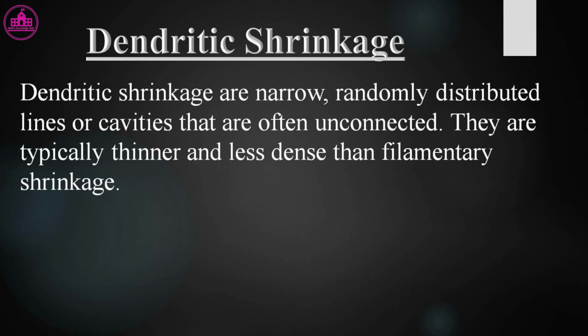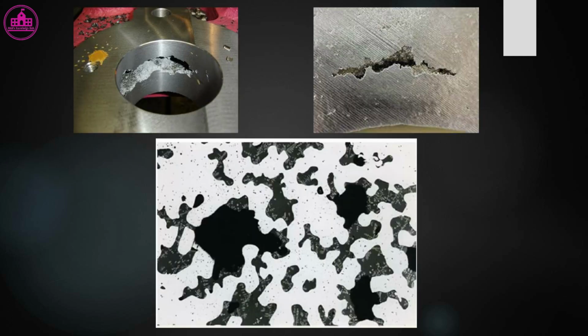Dendritic shrinkage. Dendritic shrinkage are narrow, randomly distributed lines or cavities that are often unconnected. They are typically thinner and less dense than filamentary shrinkage.